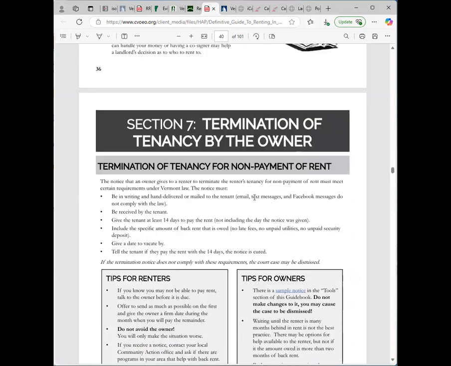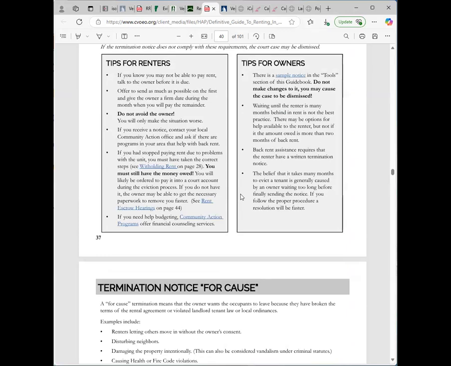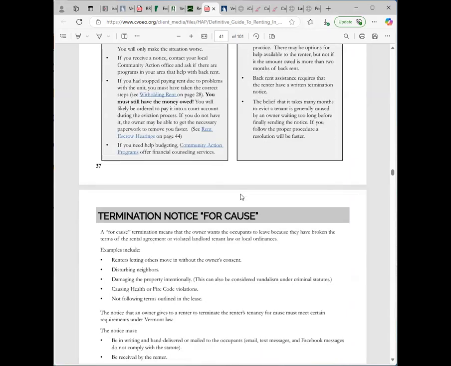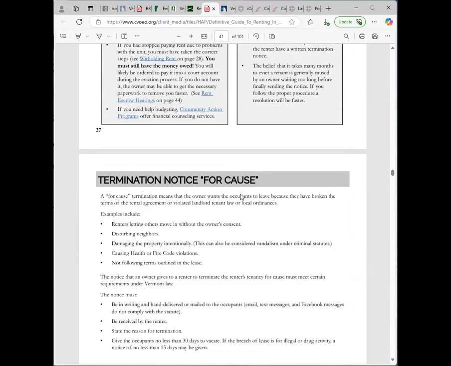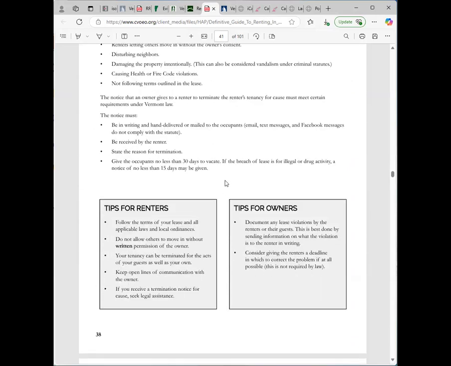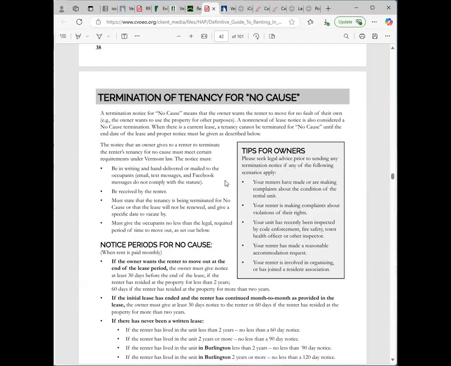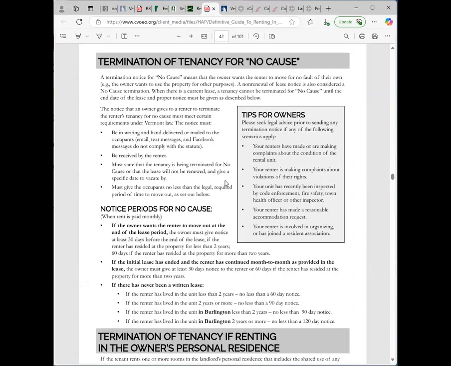So page 37, termination of tenancy by the owner, termination for non-payment of rent. It goes all in here on how to do this, how to demand rent, and then how to move forward with eviction. Termination notice for cause, meaning there's some mischief going on. Termination of tenancy for no cause, meaning the tenant hasn't done anything wrong, but the owner either wants to move in, an immediate family member wants to move in, or they want to do substantial renovations, or they want to take the unit out of the rental pool.